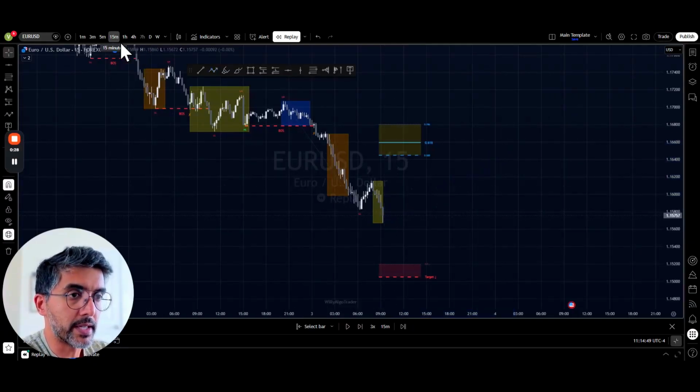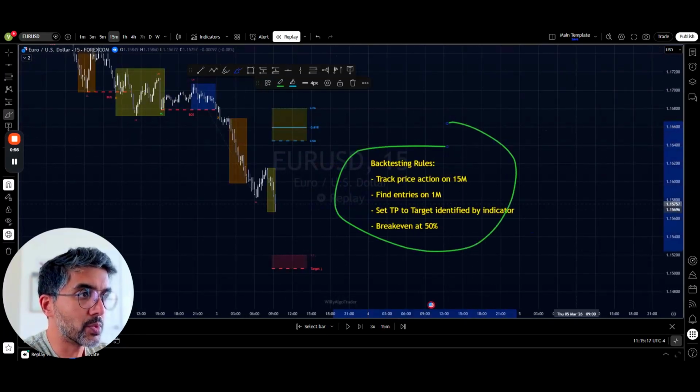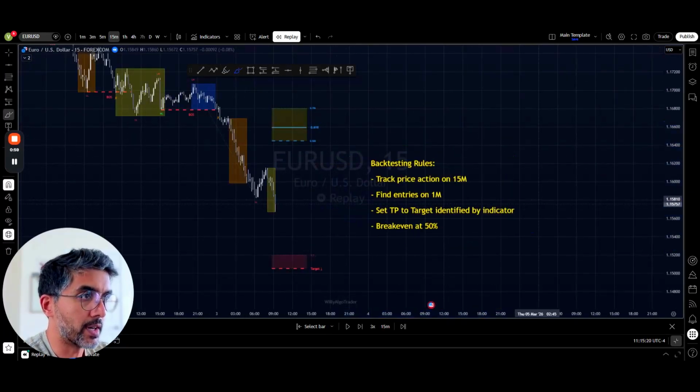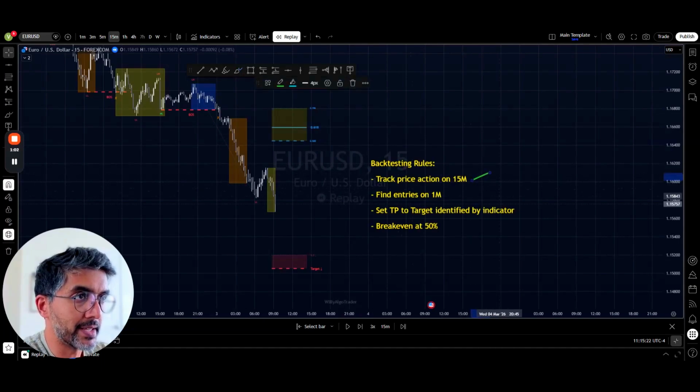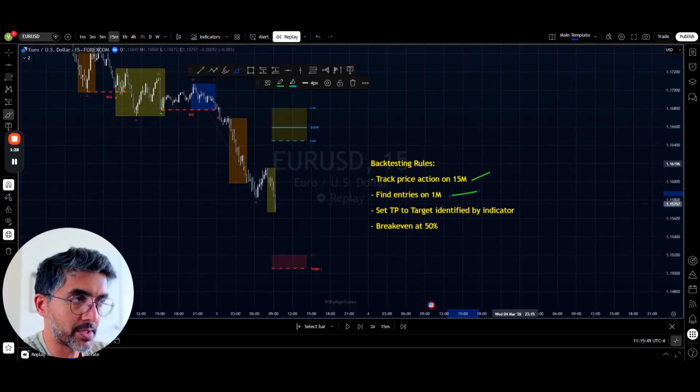I'm on the 15-minute, and I'll do my best to adhere to these rules that I've placed. Starting off, we'll track price action on the 15-minute. Once price enters these discount areas that the indicator is denoting as Fibonacci key zones, according to the market structure it is tracing, we'll jump down to the 1-minute. Here we'll find our entry in the same fashion that we've always done, which is some sort of market structure shift. That'll become clearer as we work through the backtest examples.